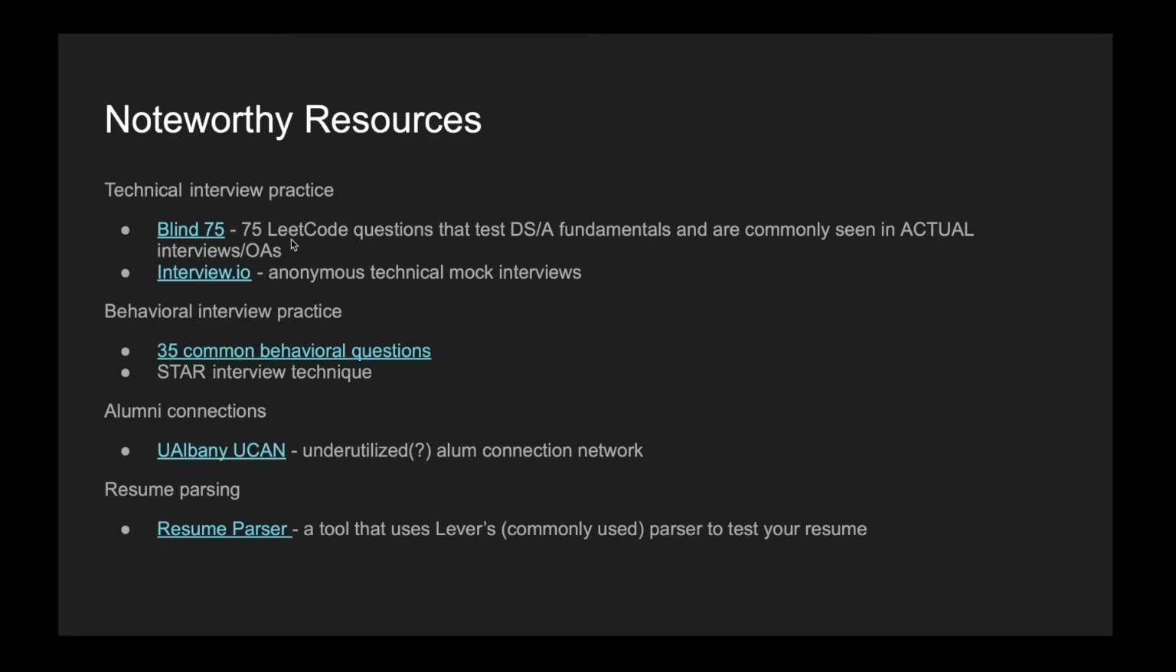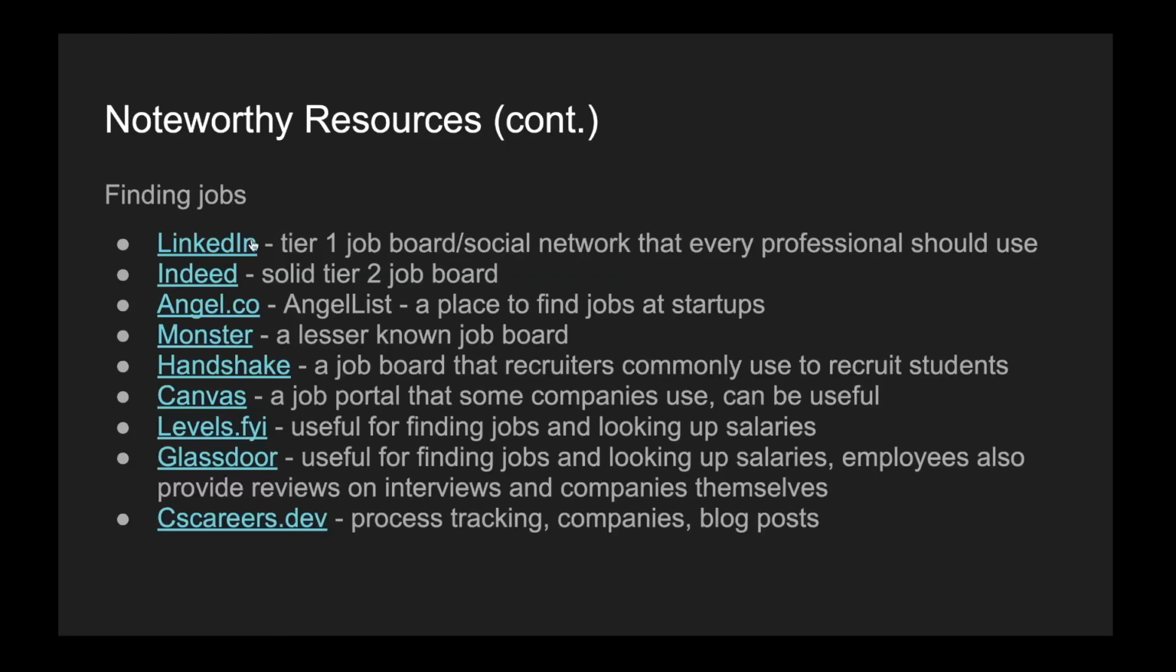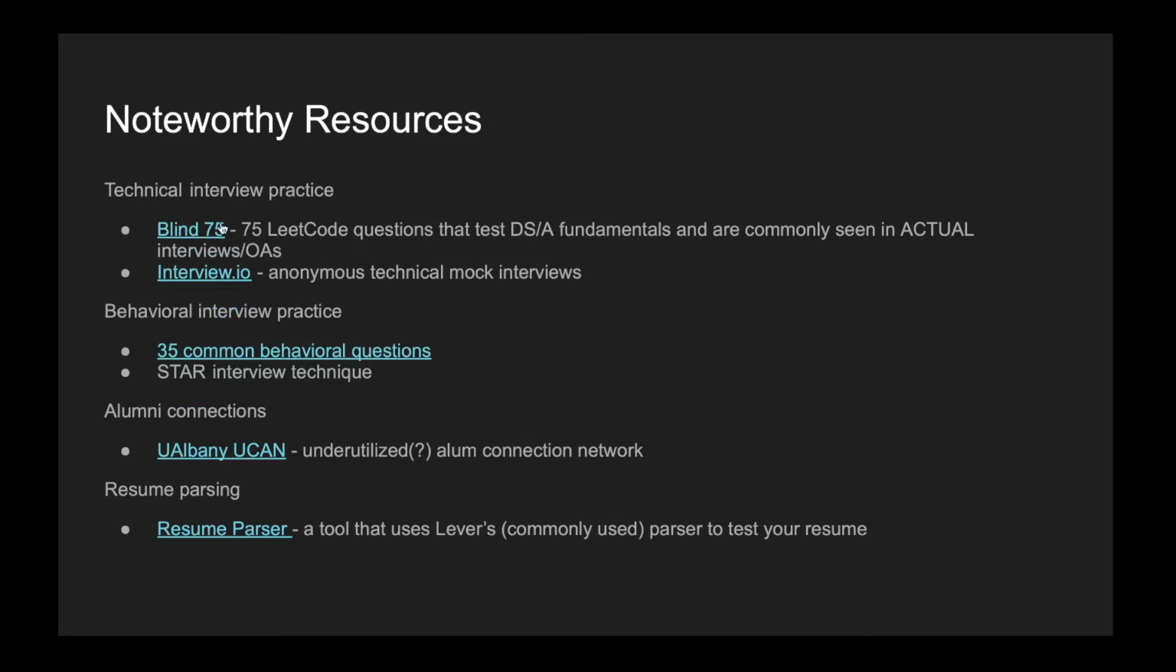So if you want some technical interview practice, I would recommend this list called the Blind 75. These are 75 LeetCode questions that test data structures and algorithms fundamentals, and that are commonly seen in actual interviews and online assessments. Like I was saying before, I saw that 3Sum problem, and that's one of the problems on this list here. And one of the reasons I knew about 3Sum was because of this list. So this is a very good list.